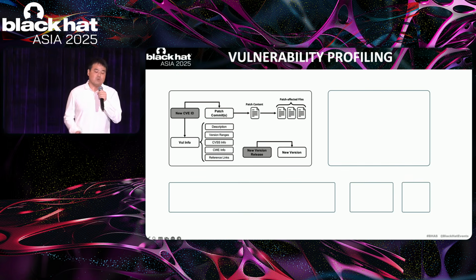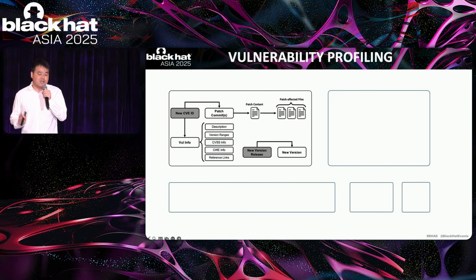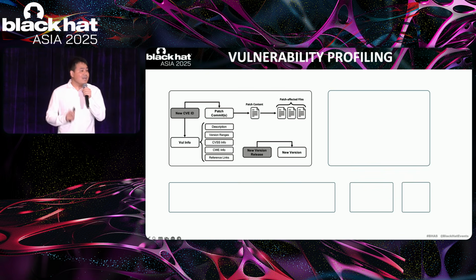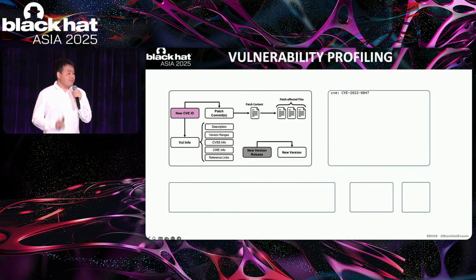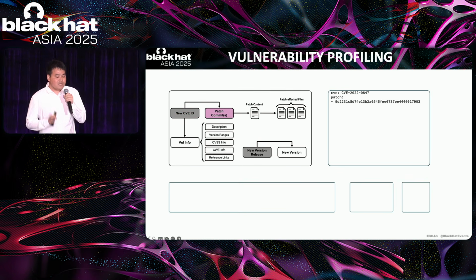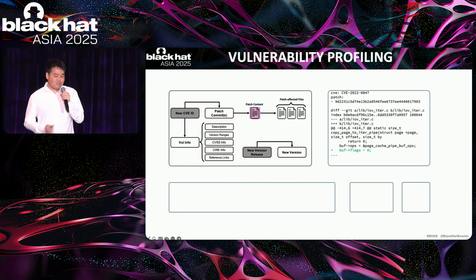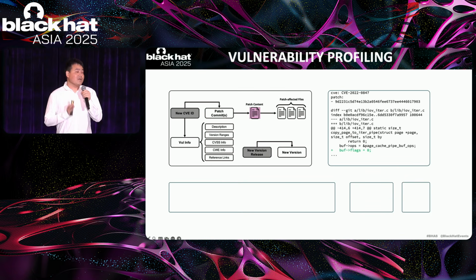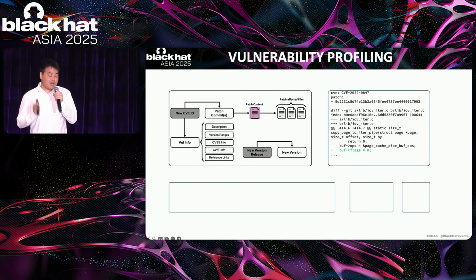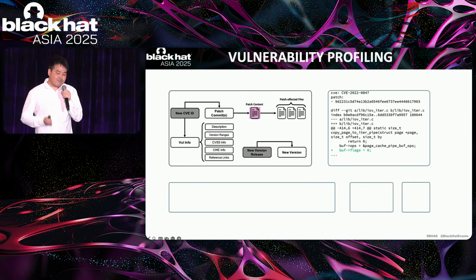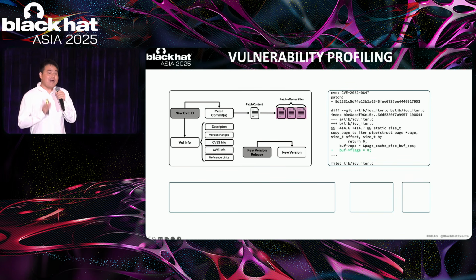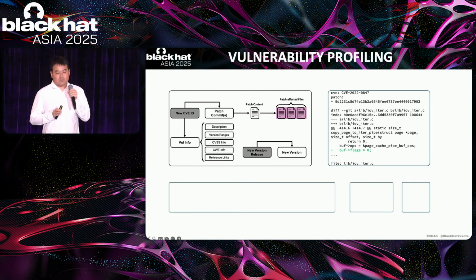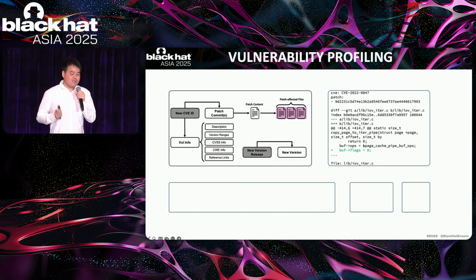For the first part, it is vulnerability information profiling. Here, you can see, given a new CVE ID, we first identify the patch commit. Given the patch commit, we find the patch content. For example, from the patch content, we can know that to patch it, one buffer flag is set to 0. Then we identify where the patch is, and here we identify which file it is in.